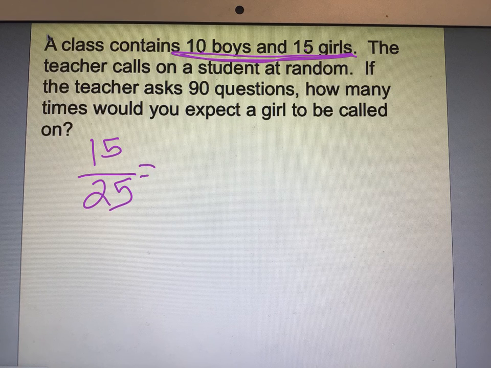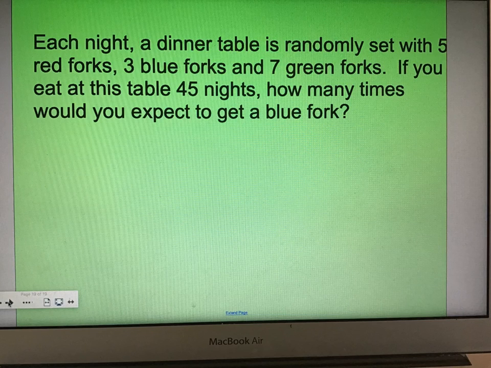So really what we're going to do is these lovely proportions that we just got done doing. We are going to say, well, 15 are girls. How many are girls if we pick 90 times? If we pick 25 times, it'd be 15 out of 25. Now we're going to pick how many girls out of 90. I'm hoping we all know how to do that. You're going to multiply across and divide, and you're going to get your answer, which is what? Raise your hand.